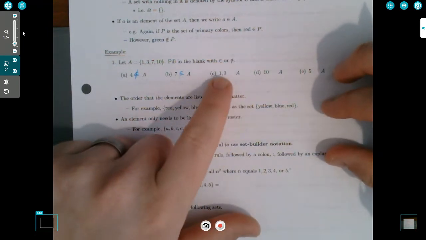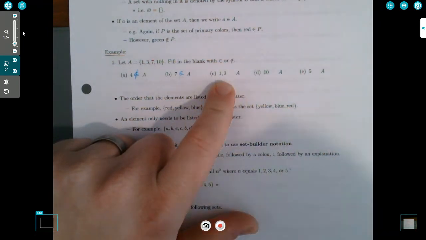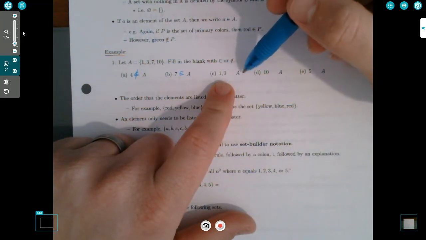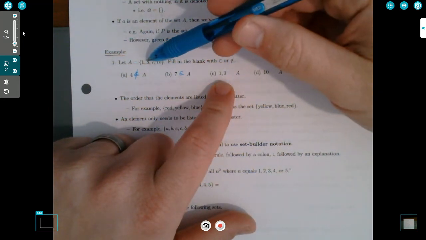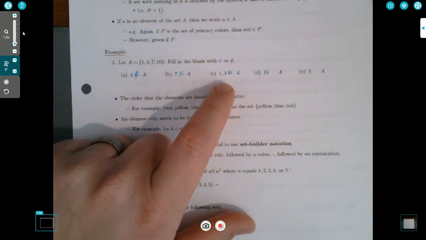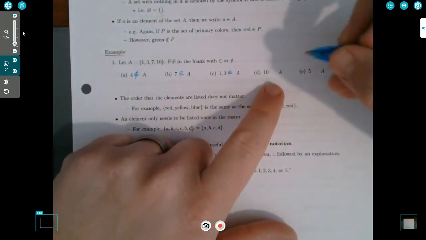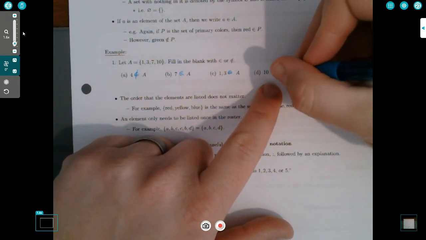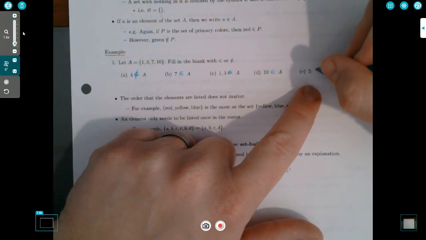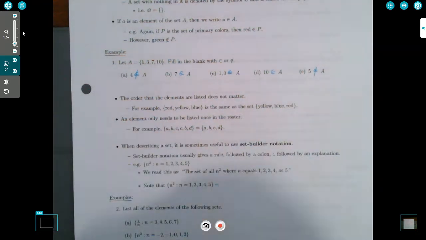Okay. For part C, we're asking about 2 different numbers, 1 and 3. And we're asking, are those both elements of A? And they are, right? So we say yes, 1 and 3 are both elements of A. 10 is an element of A. Yes, that's an element of A. 5 is not an element of A. So we say it's not an element of A. Okay, so that's how those symbols work.